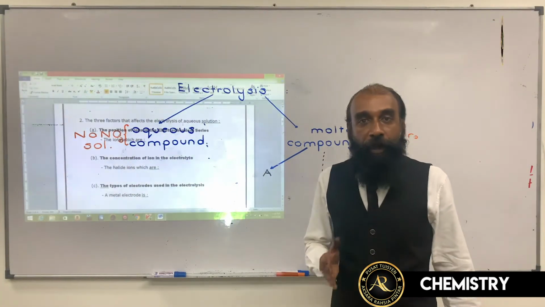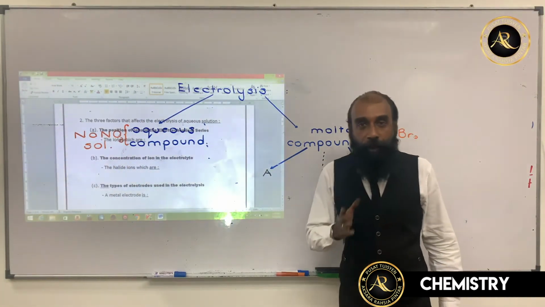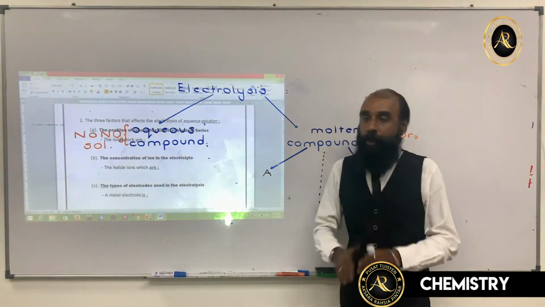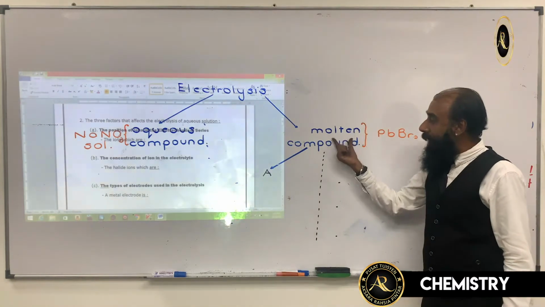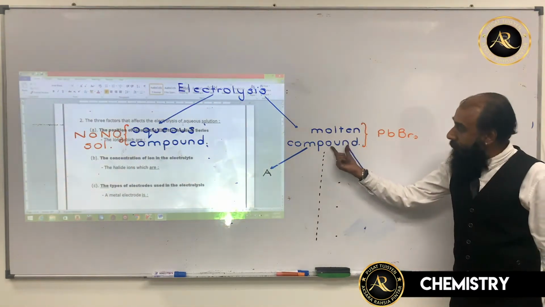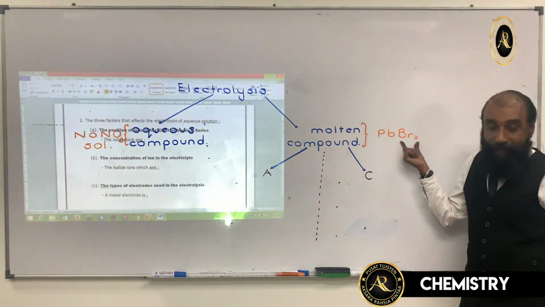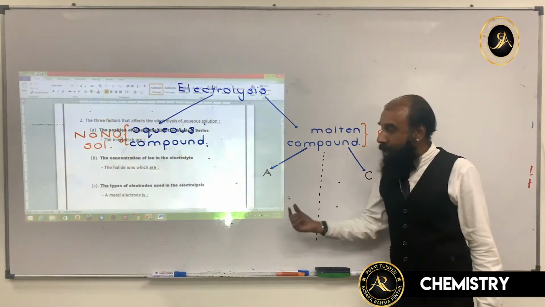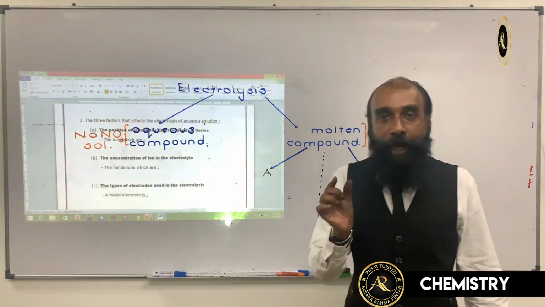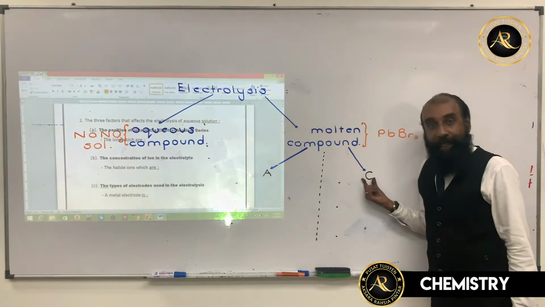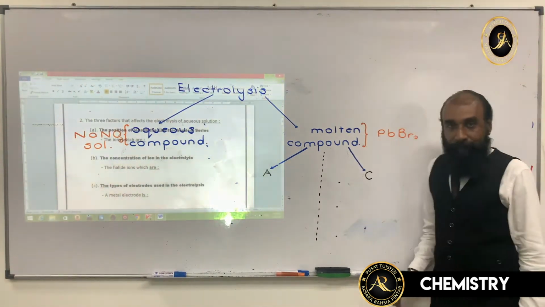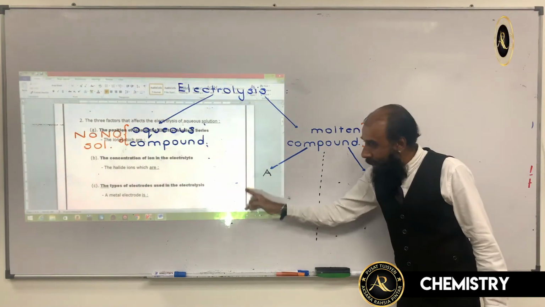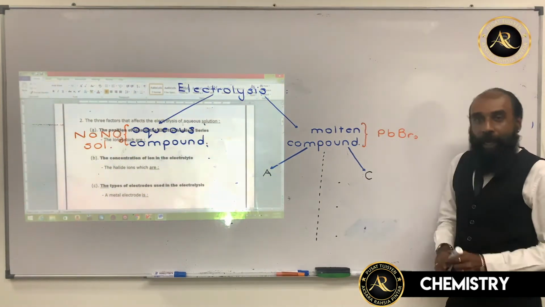Okay, today we're going to discuss chapter 6, electrochemistry, and the subtopic is electrolysis, specifically the electrolysis of molten compound. The molten compound is lead(II) bromide. So we're going to see what goes on at the anode and what goes on at the cathode. Now, when we take molten lead(II) bromide, we're going to look at the anode and we're going to look at the cathode.